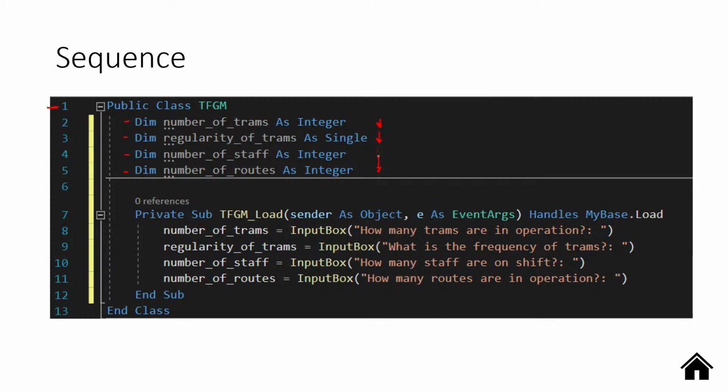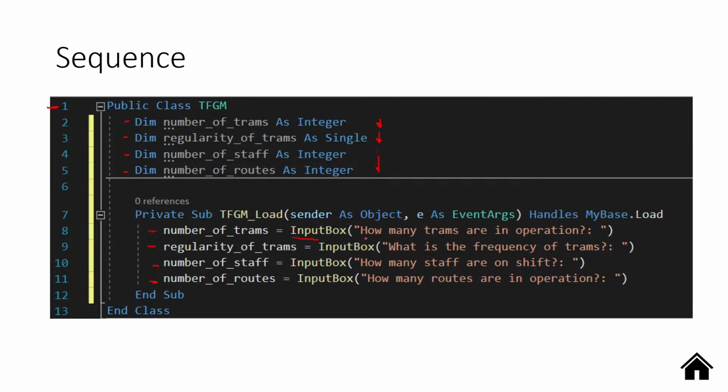Then we get down to the private sub. If this is called, so when the form loads itself, it triggers this action. So this is an event that's being created. When you load the form, you run line 8, then line 9, then line 10 and line 11. These are asking questions to the user and taking in an input along the way.